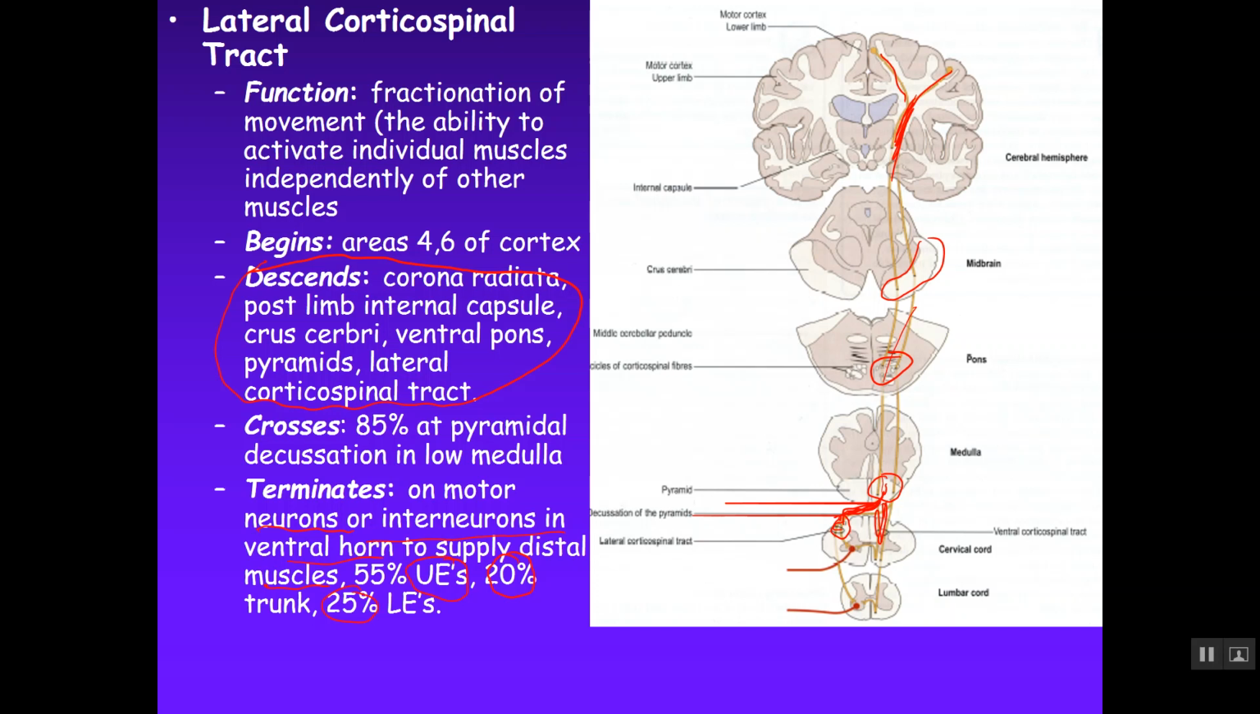Makes sense. We do a lot more with our hands. It's fine, distal, fractionated movement, so a lot more of our fibers are devoted to going to the arm. And we also have a lot more surface area on the cortex devoted to hand function because of that. So that's the lateral cortical spinal tract. This is purely a contralateral pathway. Make sure you know this one's contralateral.